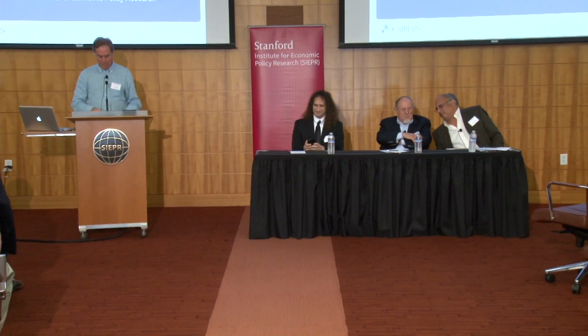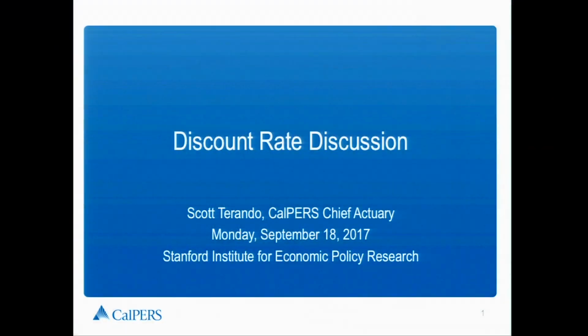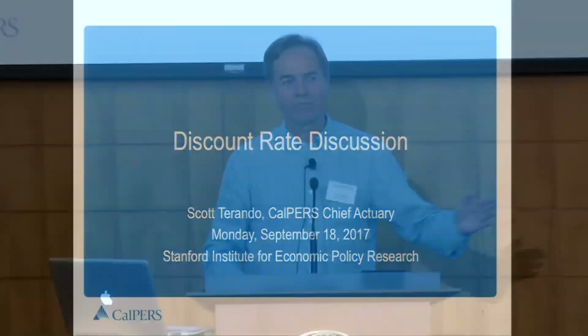So the next panel is on discount rates. What is a discount rate anyway? You've already heard about discount rates, and so we have the CalPERS chief actuary here, a current economics professor from the GSB, and a former economics professor. Both still very active, or Bill Sharp, even though he's retired, is very active. And Scott Tarando and Jeremy Buell on the other end. And so Scott's going to lead off, and then we'll go to Jeremy, and then we'll end up with Bill Sharp. Great, thank you. Thanks.